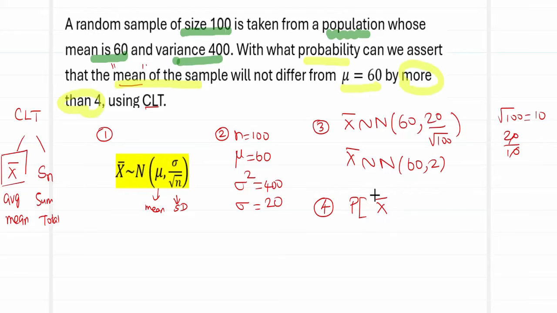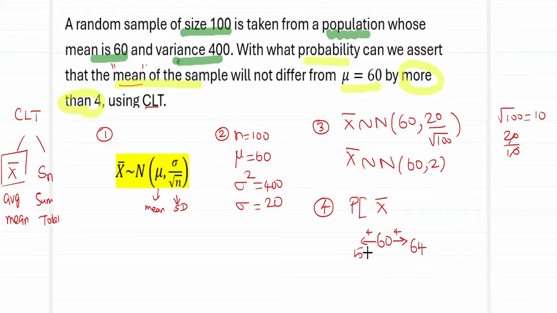will not differ from 60 by more than 4. So it cannot move 4 units beyond either to the left or to the right. When I move 4 units to my left, what will I arrive at? I will arrive at 64. When I move 4 units towards my left, what will I arrive at?